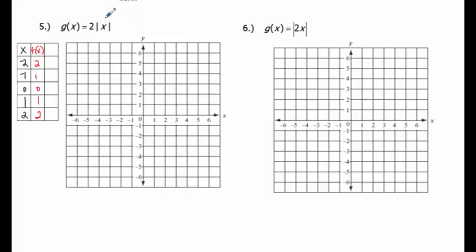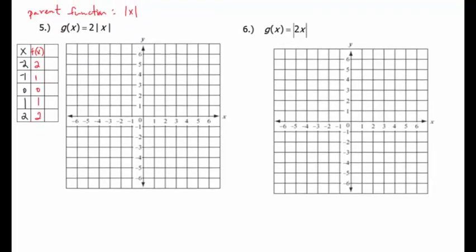Let's look at number 5. Negative 2 through 2, that's what I'm choosing for my x values. I have g of x equals 2 times the absolute value of x. And so what I believe we have is a parent function of the absolute value of x. Remember, when we take the absolute value of anything, it's going to be positive because it is the distance from 0. That's what absolute value is.